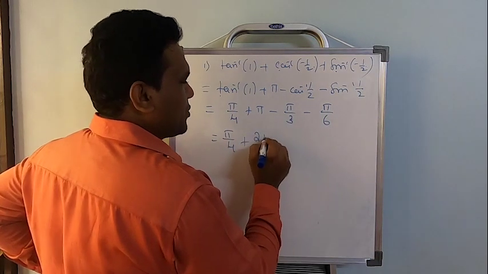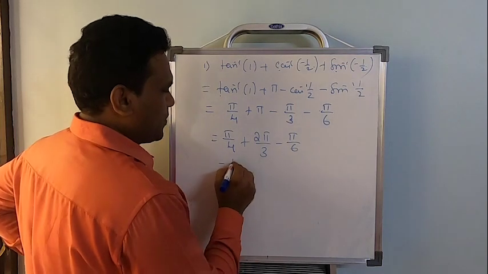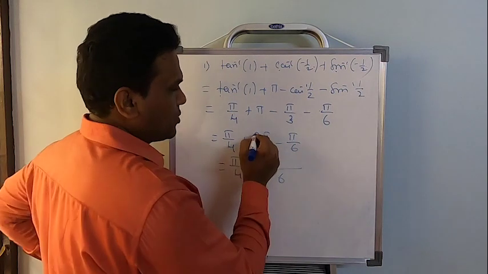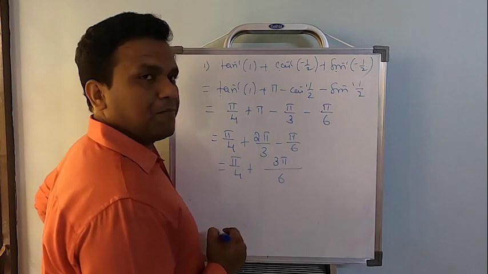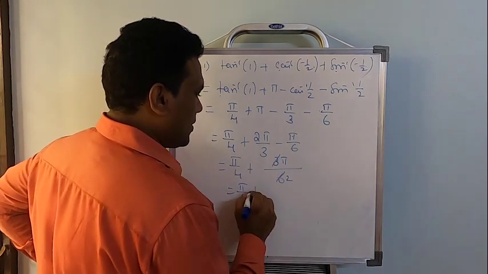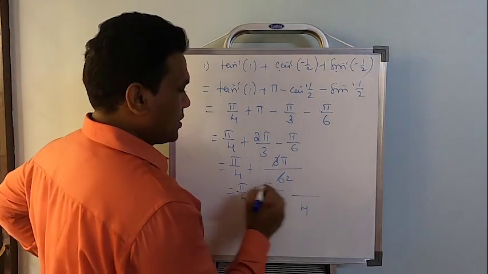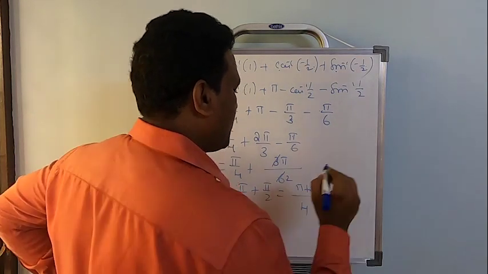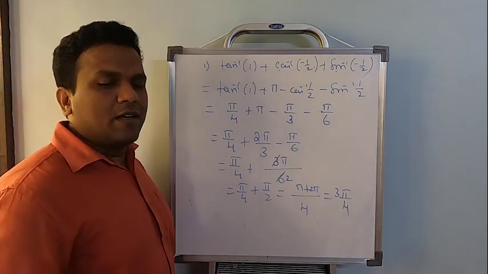Now taking LCM, pi minus pi by 3 becomes 2 pi by 3, minus pi by 6. So pi by 4, let's retain. Let us take the LCM for these two, which is going to be 6. So this will become 4 pi minus pi, which is 3 pi by 6. Still I can reduce this. So this is just going to be pi by 4 plus pi by 2. On taking LCM, which is 4, this will be pi plus 2 pi, or it's just going to be 3 pi by 4. That's the simplest form, and we can leave it there.